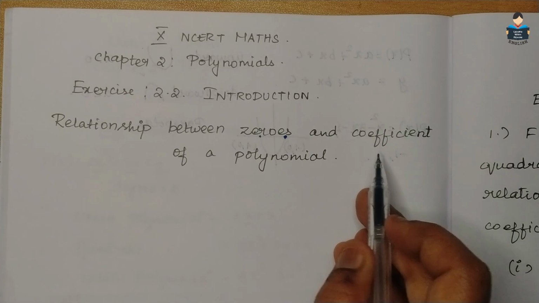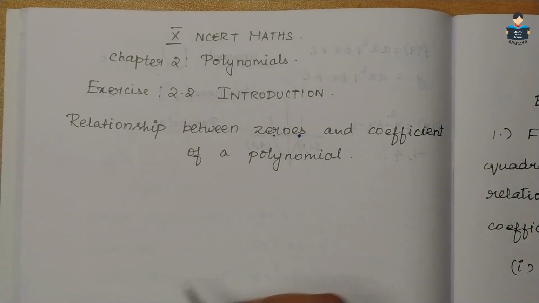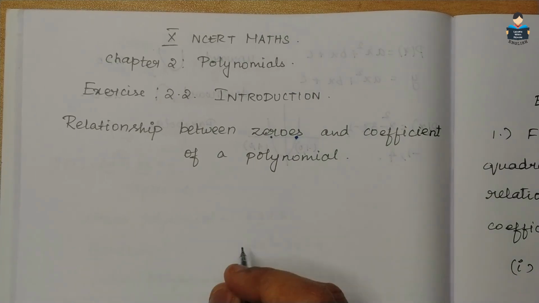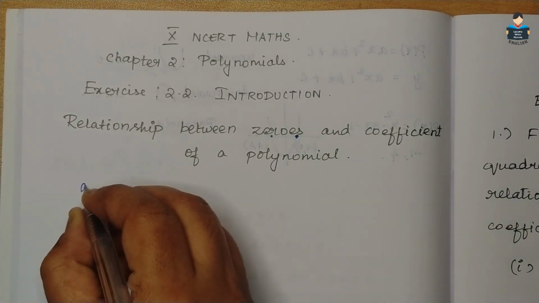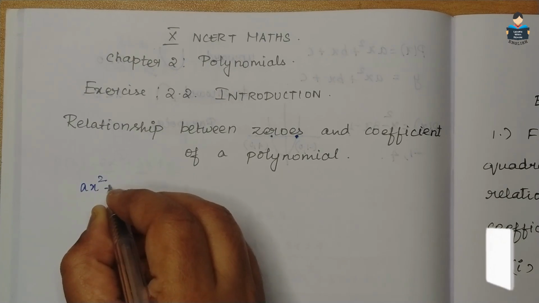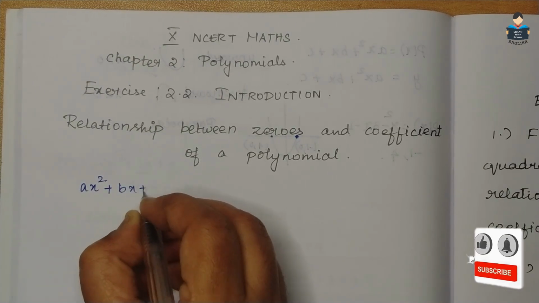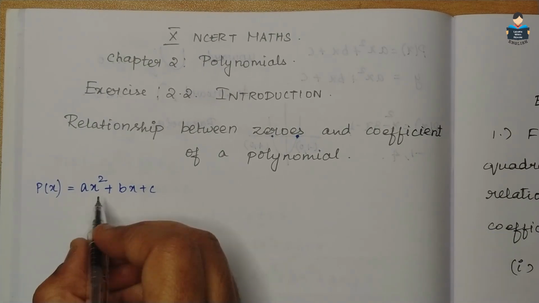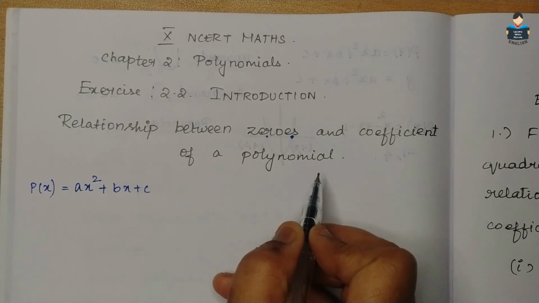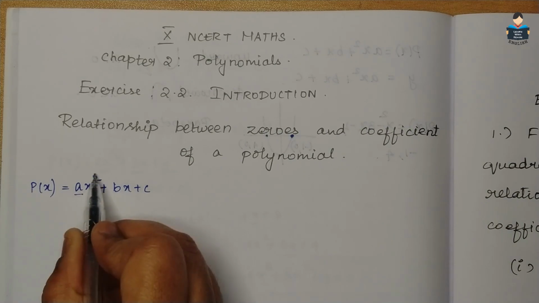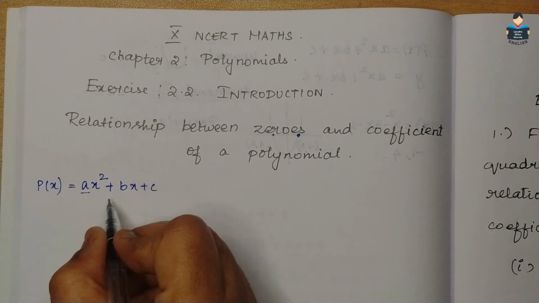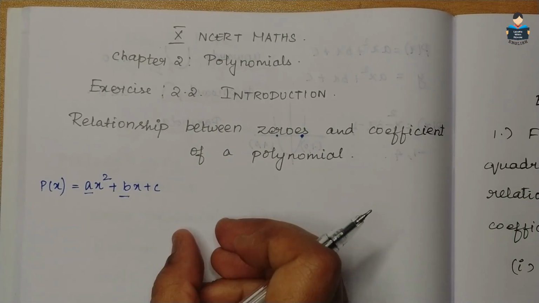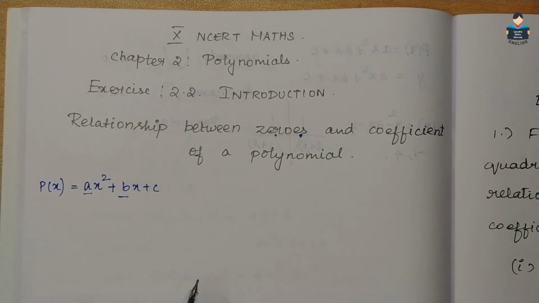So what are the coefficients of a polynomial? First, we know that a quadratic polynomial can be written in the form ax square plus bx plus c. This is equal to p of x. So the coefficients of a polynomial: a is the coefficient of x square, b is the coefficient of x, and c is the constant term.